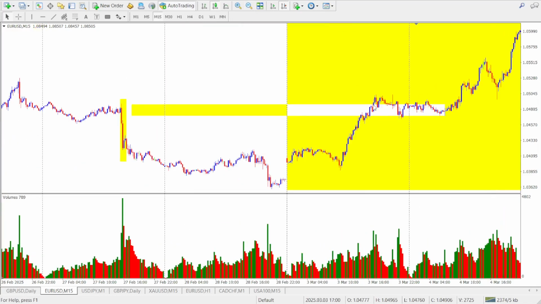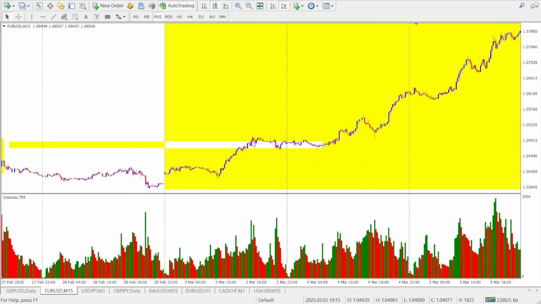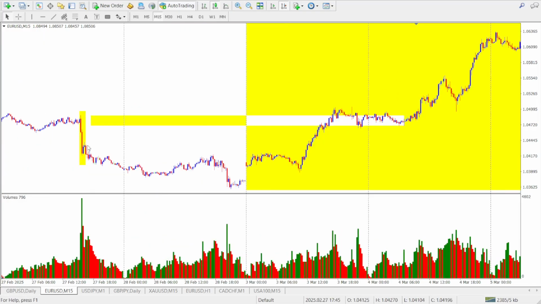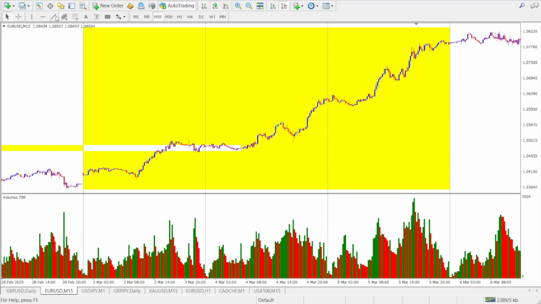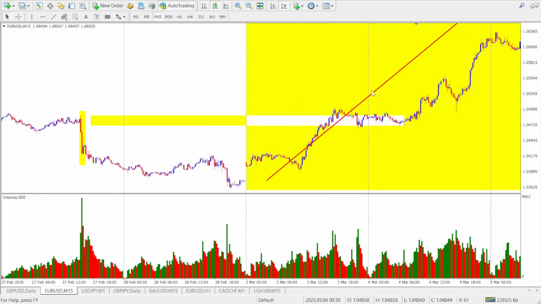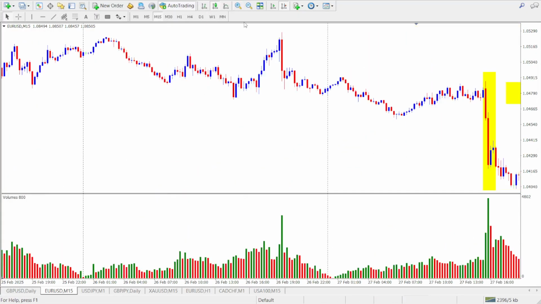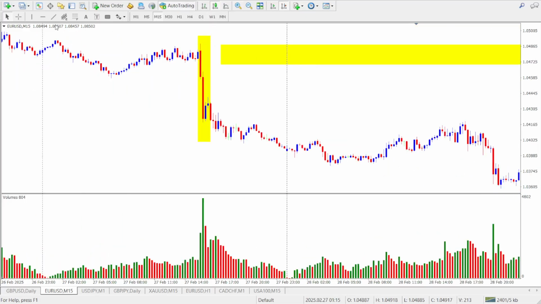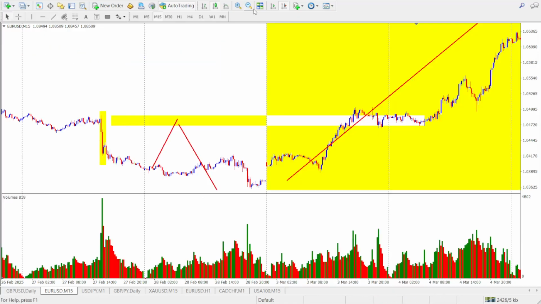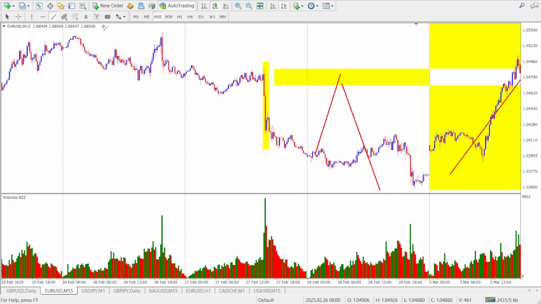In this particular example, we actually had a reversal eventually, even though the imbalance got filled. But in some cases, once the imbalance has been filled, you might find rejection candles or maybe a continuation pattern. If you find such, then you can enter in the direction of the original trend, because you can see that the original trend was a sell trend.